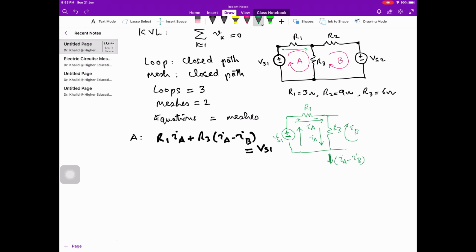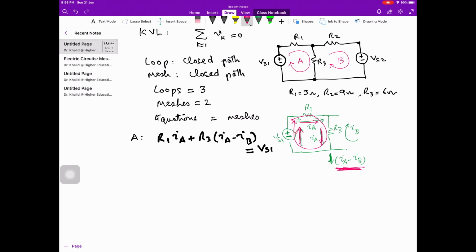You know, this is VS1. So we have considered mesh A and we have written the equation for mesh A. We started from here and then over here closed path. So this was a drop and this was a drop due to the resultant current flowing downward. As R3 is shared by 2 meshes, IA and IB, downward current is IA minus IB, and then this is voltage rise. VS1 is a voltage rise.